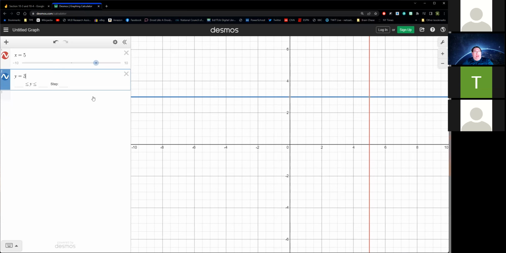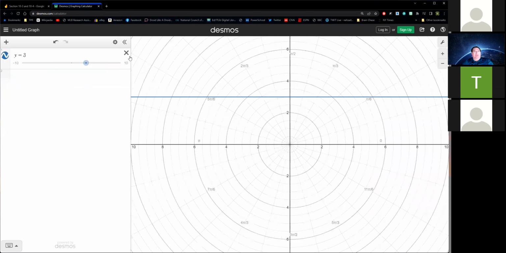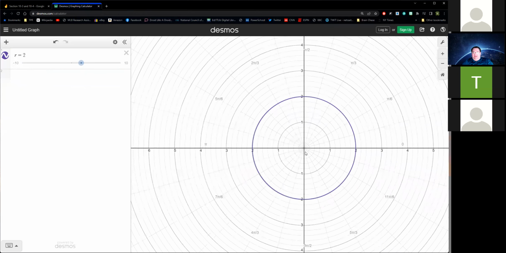So what do you think would happen if I did r equals 2? What do you think I'm going to get? A circle? You're going to get a circle, with a radius of 2, because that's basically saying my radius is 2, my theta can be anything. So you'll get a circle at that.